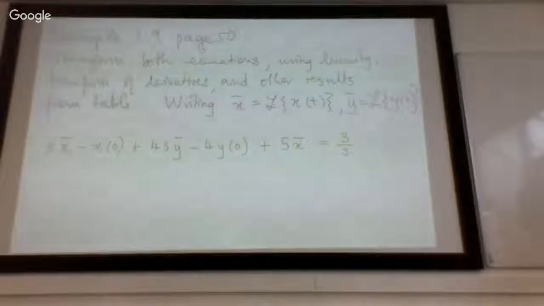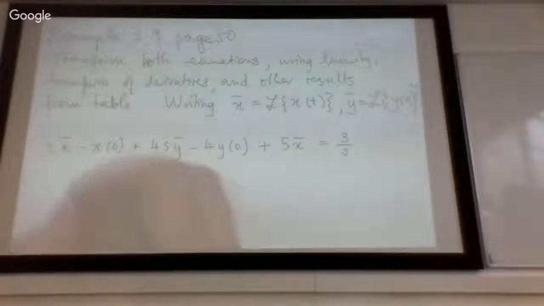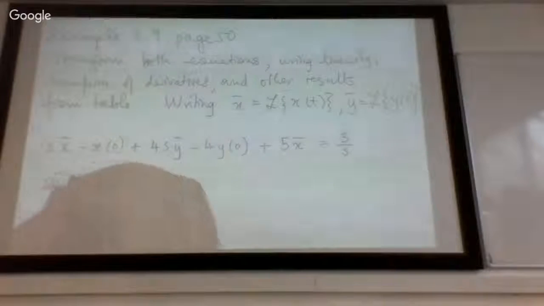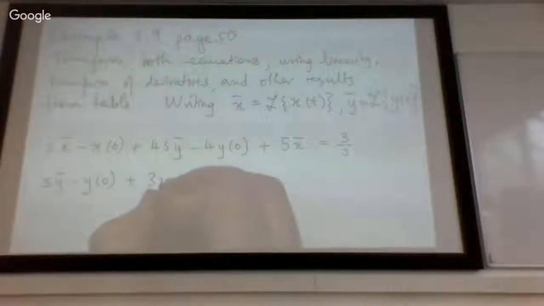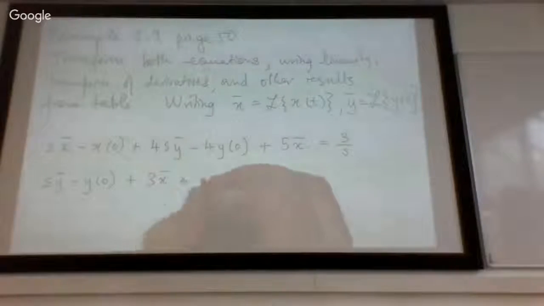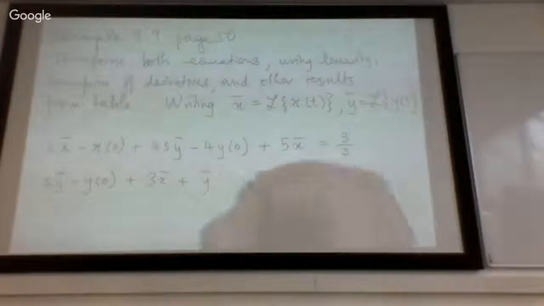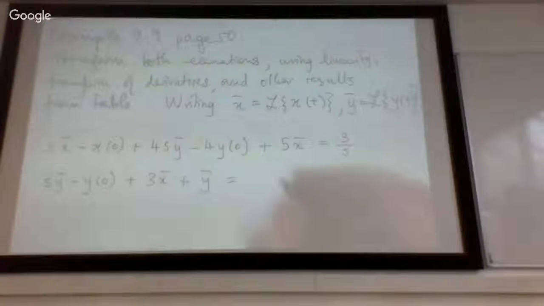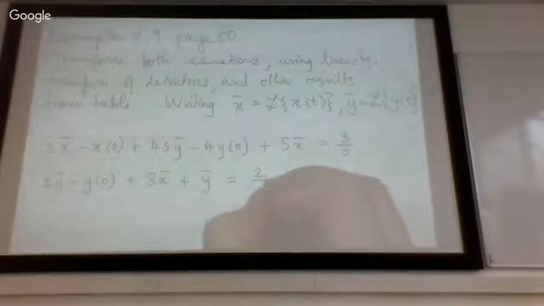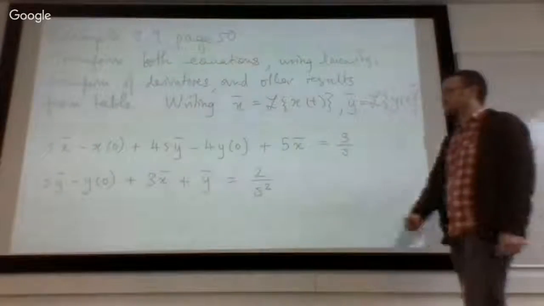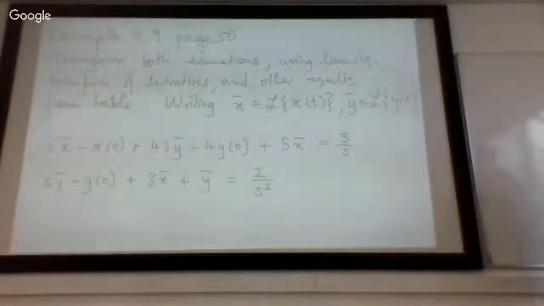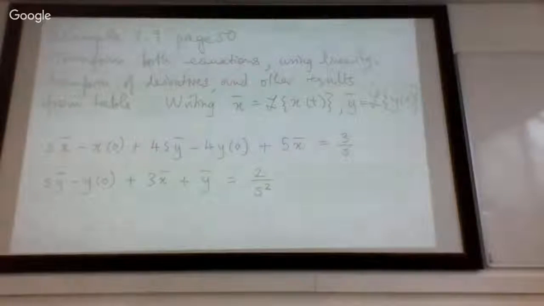And then we transform the second one as well. So it's dy dt, so it's going to be s y bar minus the initial value of y, plus 3 times x, so 3x bar, plus y, so that's going to be a plus y bar when you transform it, and then 2t, so that's going to give you 2 over s squared. Okay? Because looking in the table of Laplace transforms, you see that the transform of the function t is 1 over s squared.